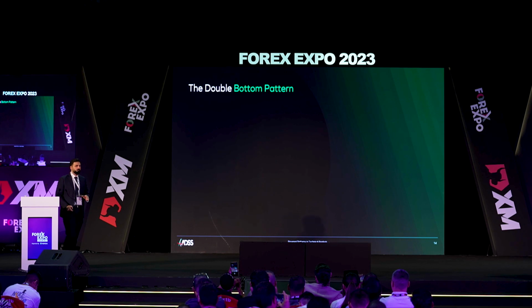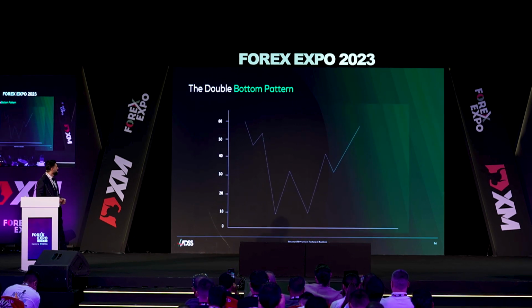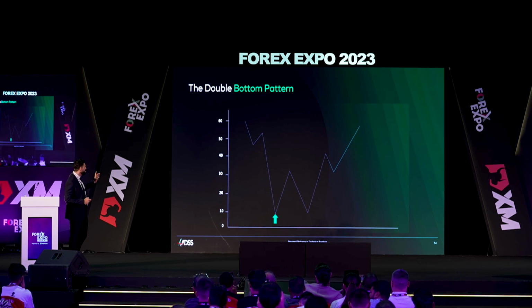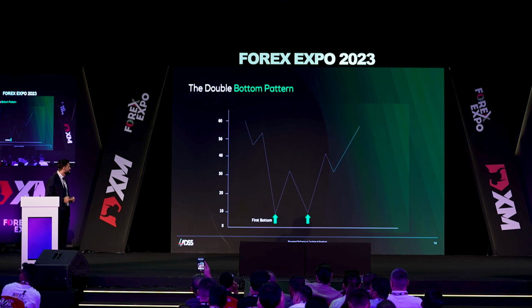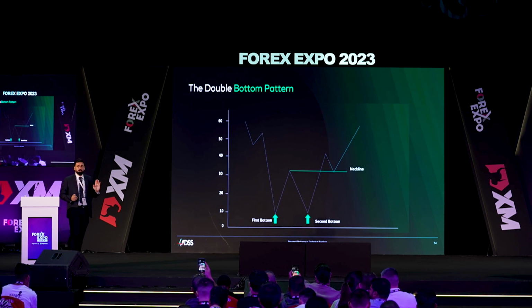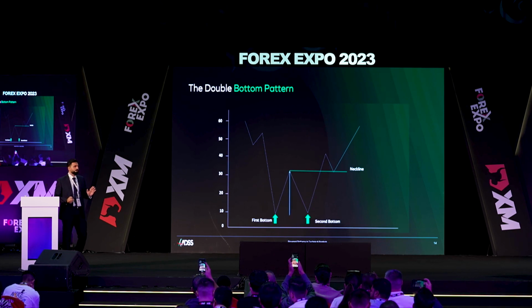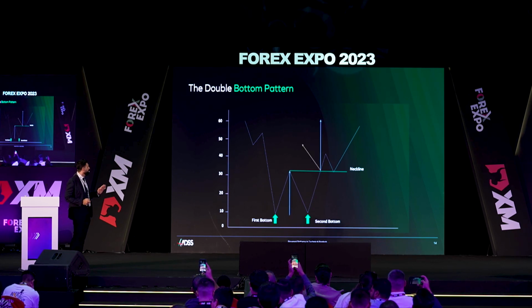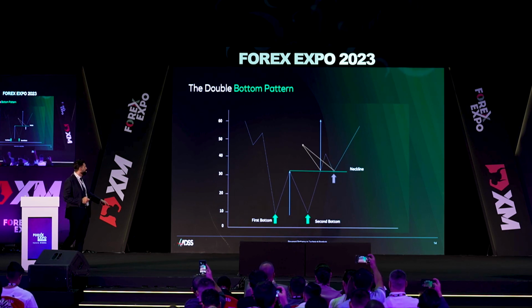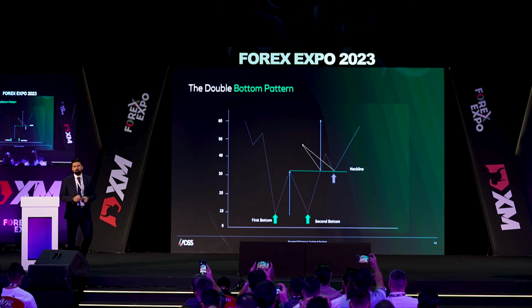Very simple, very easy. The double bottom pattern, it's a bullish pattern. We have a downtrend, we spot the first bottom, we spot the second bottom, and then we draw the neckline. And as you see, my possible entry point is going to be above the neckline, and my exit point is at the target of this pattern.